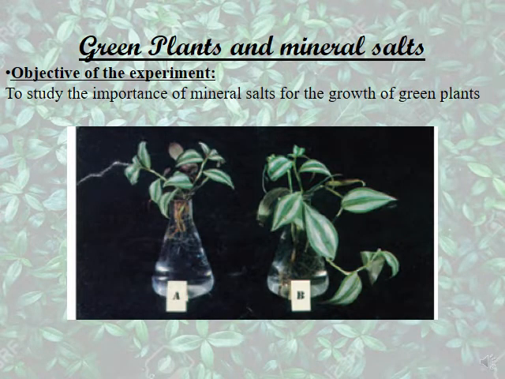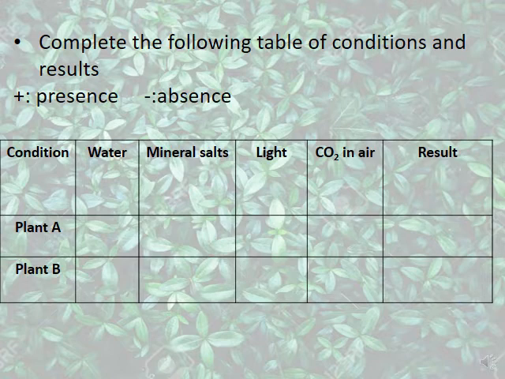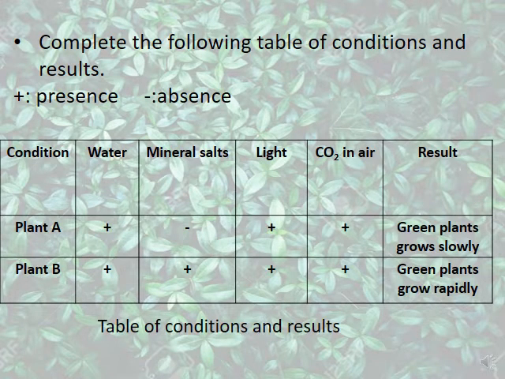Second, green plants and mineral salts. The objective of this experiment is to study the importance of mineral salts for the growth of a green plant. So complete the following table of conditions and results. Plus means presence, minus means absence. Both of them contain water. Mineral salt is present only in plant B, where we have mineral water, while in plant A we have distilled water, so there is no mineral salt. Light is present in both of them, and we have CO2 in both of them.